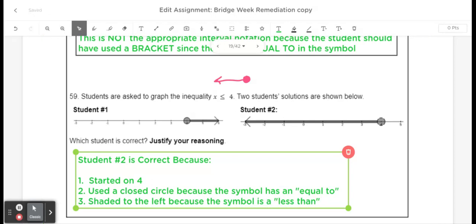So they did 3 things right that made their graph correct. They started in the right spot, they used the right kind of circle, and they shaded the right direction. And that would be my final answer.